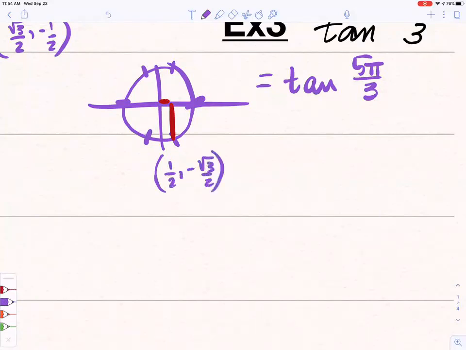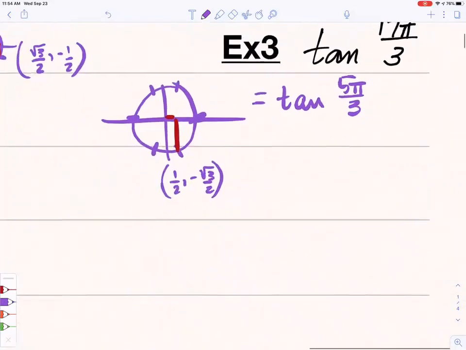Okay. And how do I find tangent? Opposite over adjacent is one option. What's another option? Sine over cosine, and then there's one more that I've used. Think of letters. Y over x. Okay, any of those is fine to use.